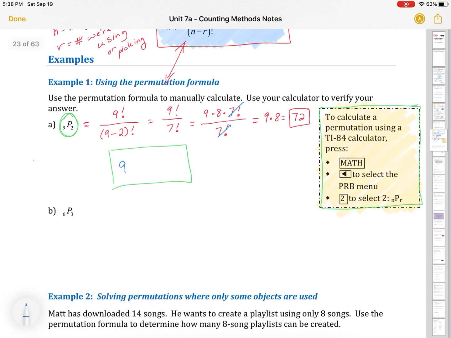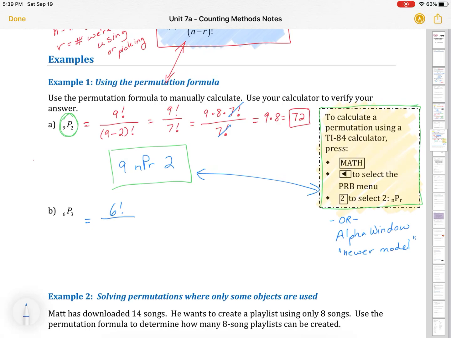So on your screen, it should look like so. If you followed the instructions right, you would see 9 nPr 2. So following those calculator instructions, that's what you should have. You do have to enter that 9 first. Let's use the formula to do the next one. If you have a newer model, I don't have a newer model, it's called the alpha window, so you might have to look up how to do it on a newer model calculator.